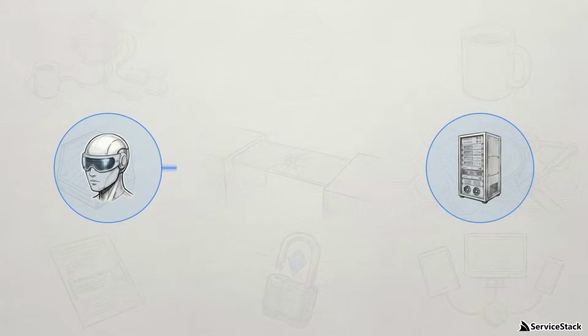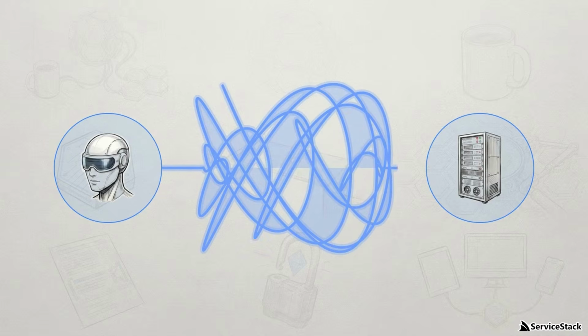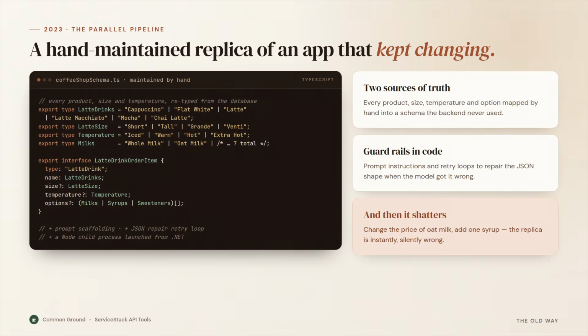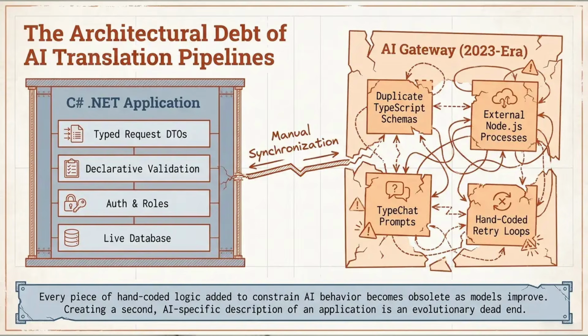Back in 2023, developers tried to bridge this gap by forcing the AI to behave through a parallel translation pipeline. They manually mapped every product, size, and temperature from their real database into a custom TypeScript schema. Then they generated specific prompt instructions and hand-coded retry loops to correct the AI when it inevitably output the wrong JSON shape. This forced developers to maintain 2 separate sources of truth.